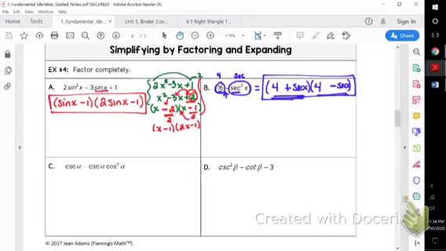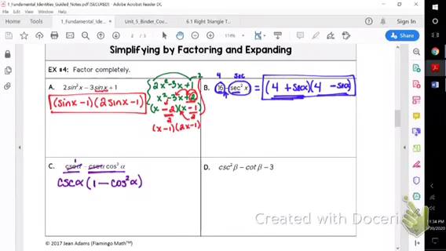So for C, remember your first step is greatest common factor. We have 2 terms here. Do they have anything in common? They do. They both have a cosecant of alpha. So we're going to take that out. So we got cosecant alpha times. When I take this out, it cancels, so I'm left with a 1 minus, and I take that out, and I'm left with cosine squared of alpha.